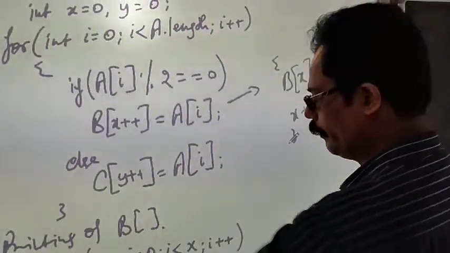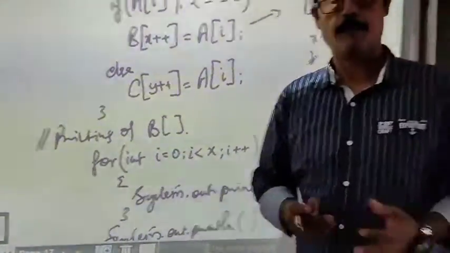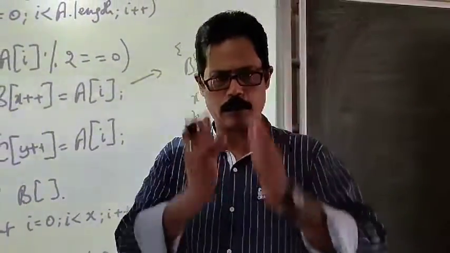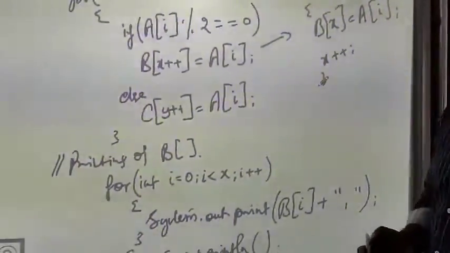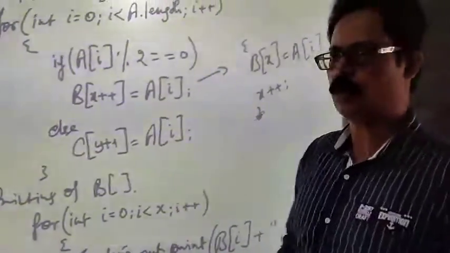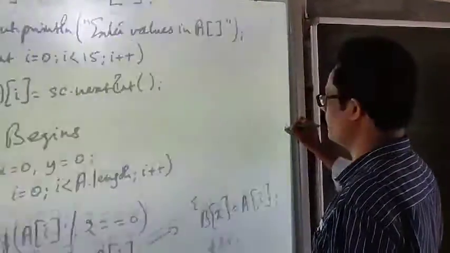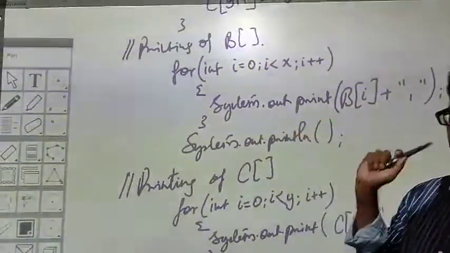Then after that, what happens here is printing of B and C. Just like in merging, we can print either in a vertical way or a horizontal way. So here also you can print by any of the methods. Since the method is not given, you have the choice of printing by any method. What I did is I have printed it in a horizontal format.